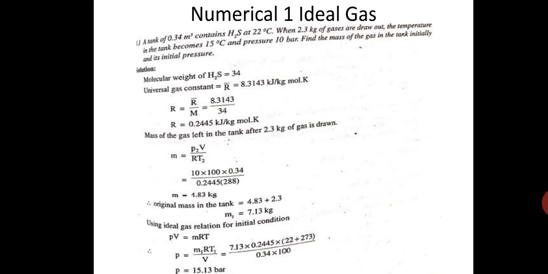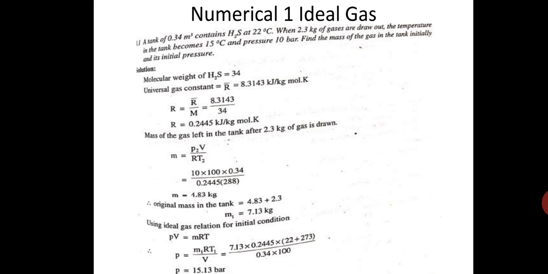Now next is condition 2, when 2.3 kg of gas is drawn out, then the temperature becomes 15 degrees, so you add again 273 to convert it into Kelvin, and the pressure is 10 bar, P2. So what is asked is the initial mass of the gas and the initial pressure.